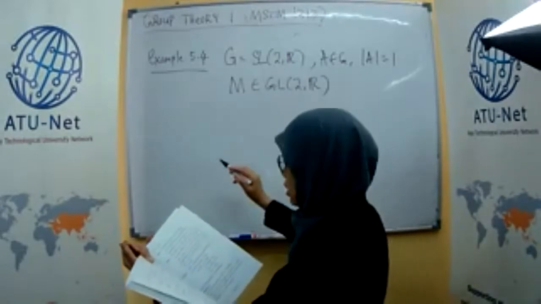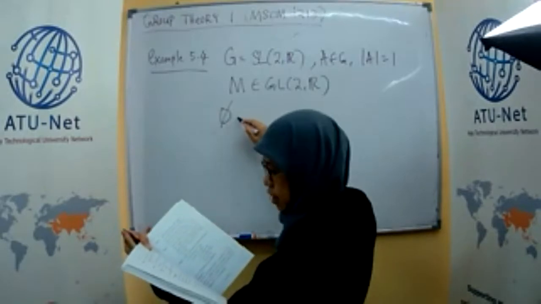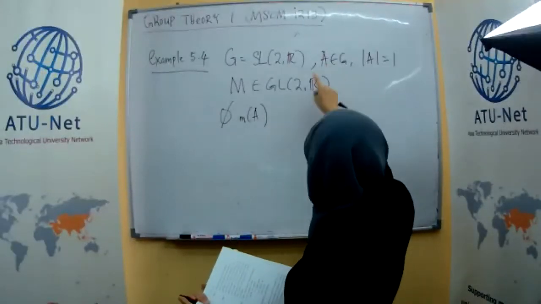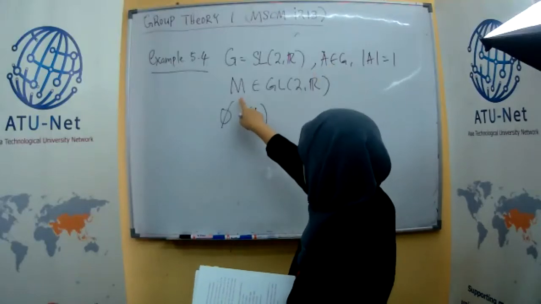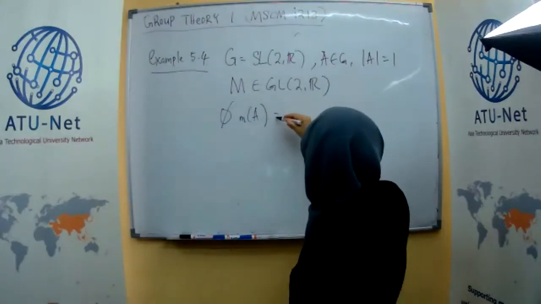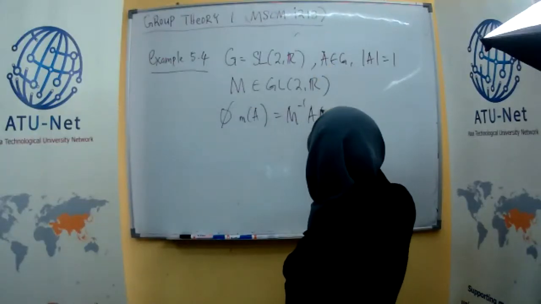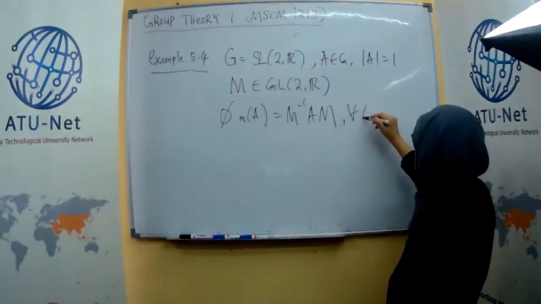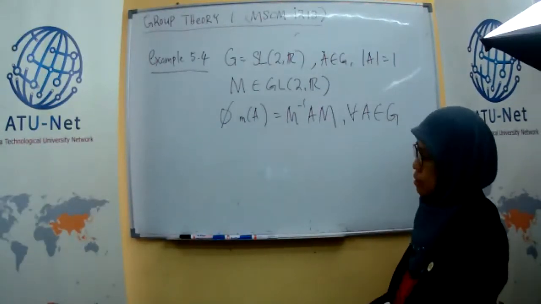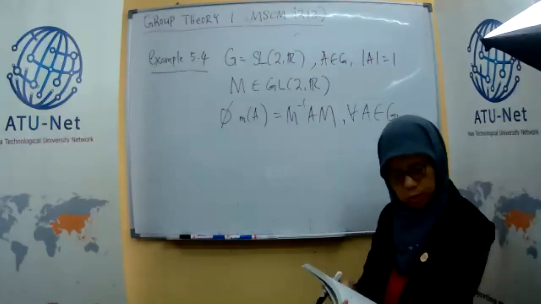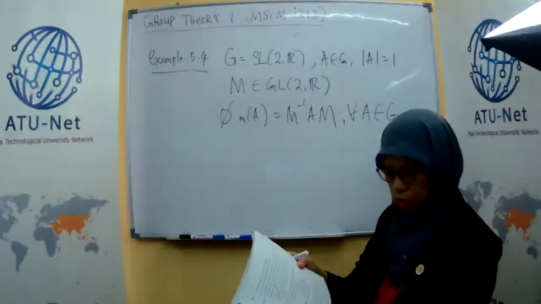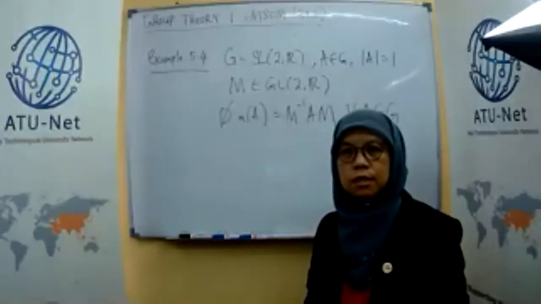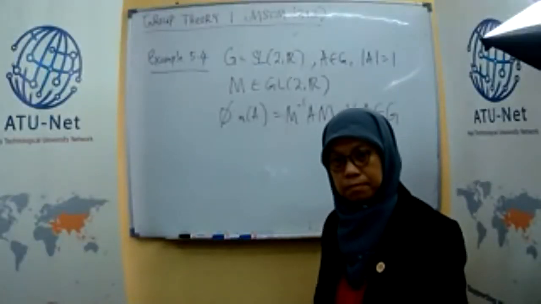Now we define phi of A, based on this M, to be M inverse AM, for all A in G. Now we want to show that this is an isomorphism.